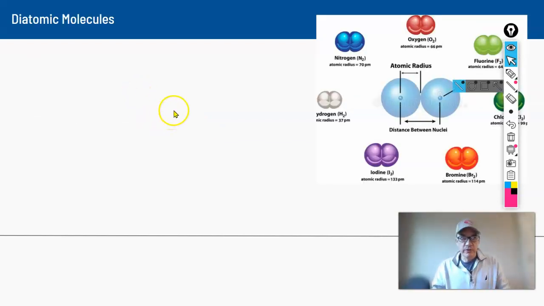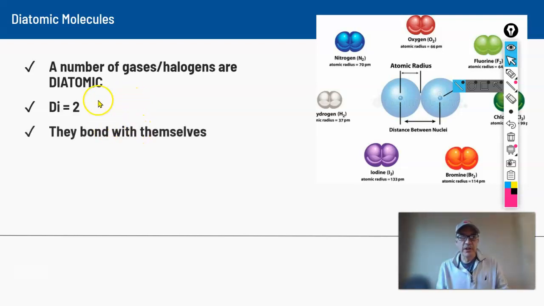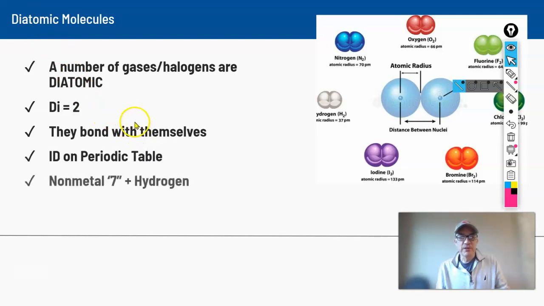One group of covalent molecules are called diatomic. These are typically gases and halogens. You can help remember this: the prefix di means 2, atomic obviously means atoms, and these are things that bond with themselves. There are 7 of them.